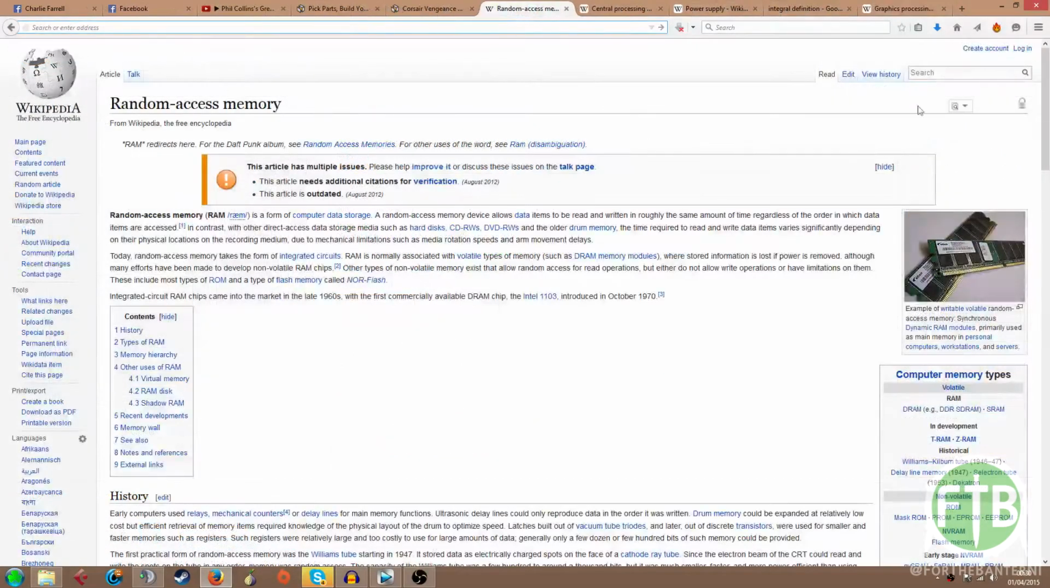Next, you've got the RAM, which is your random access memory. It allows data items to be read and written in the same amount of time, regardless of the order in which data items are accessed. RAM comes in the form of sticks, and it is slotted right into what are called DIMM slots on your motherboard.